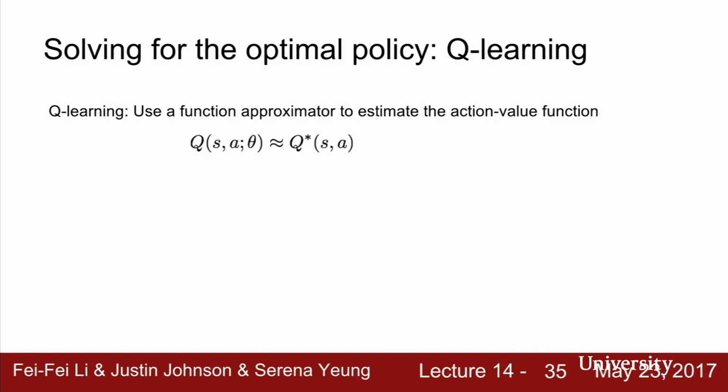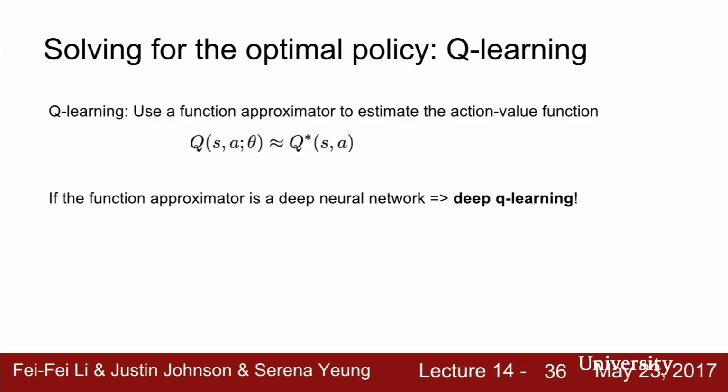This takes us to our formulation of Q-learning. We're going to use a function approximator to estimate our action value function. If this function approximator is a deep neural network, which is what's been used recently, then this is called deep Q-learning. You'll hear this around as one of the common approaches to deep reinforcement learning in use. In this case, we also have our function parameters theta, so our Q value function is determined by these weights theta of our neural network.